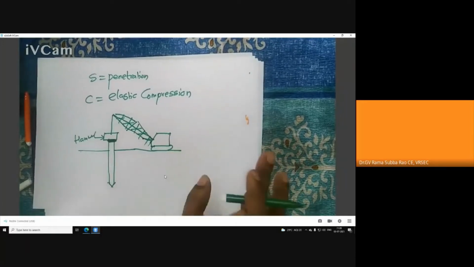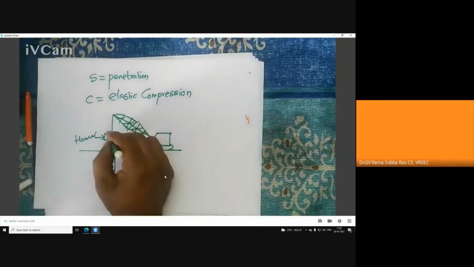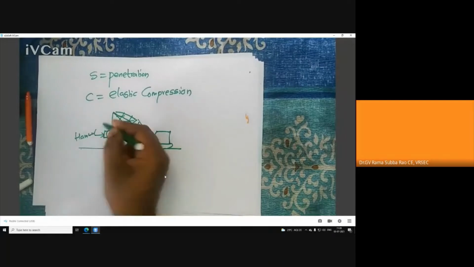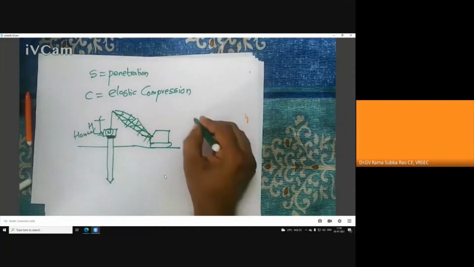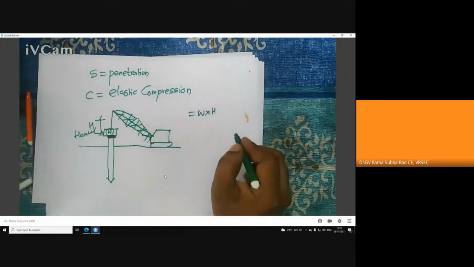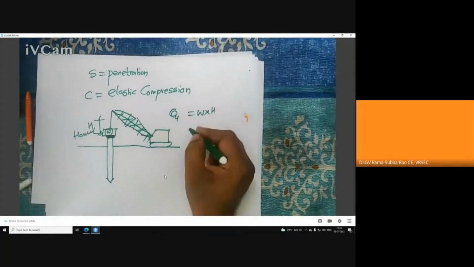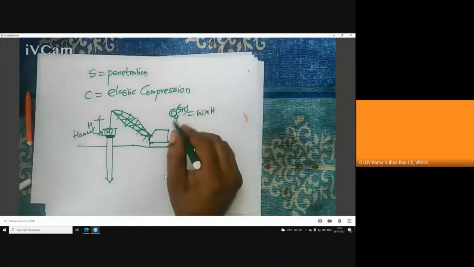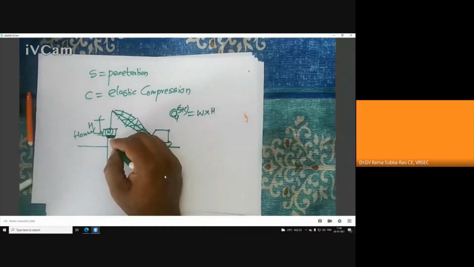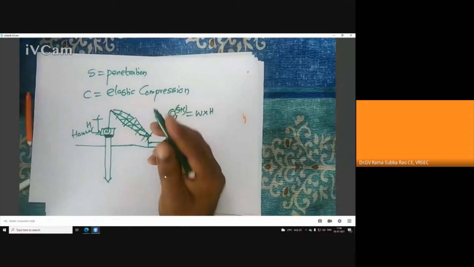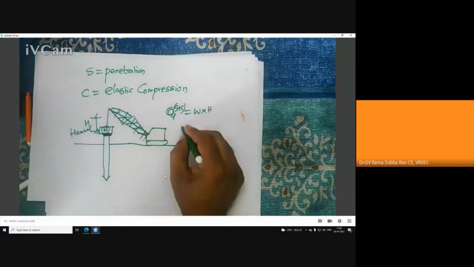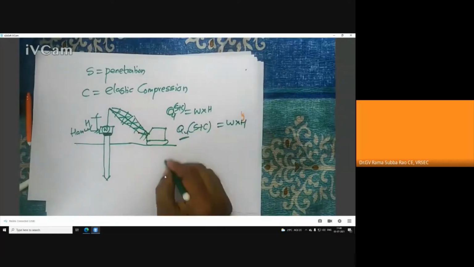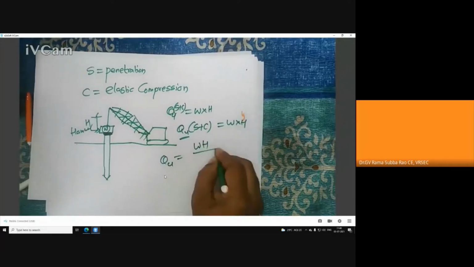We have a good amount of time. It's good to discuss the amount of energy you are applying. What energy are you applying? Weight of the hammer and height of the fall. So W into H. Can anyone tell me what this is? Energy is equal to QU. Now someone can ask me, what is S plus C? QU into S plus C. When you apply the load, there may be some compression, what I call elastic compression, so rebound. So altogether, QU into S plus C is equal to W into H. I want QU, the load carrying capacity of the pile, equal to WH by S plus C.